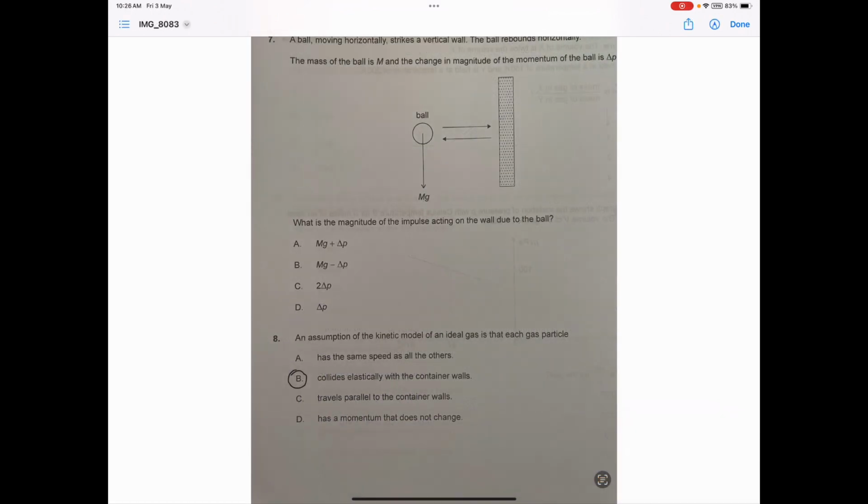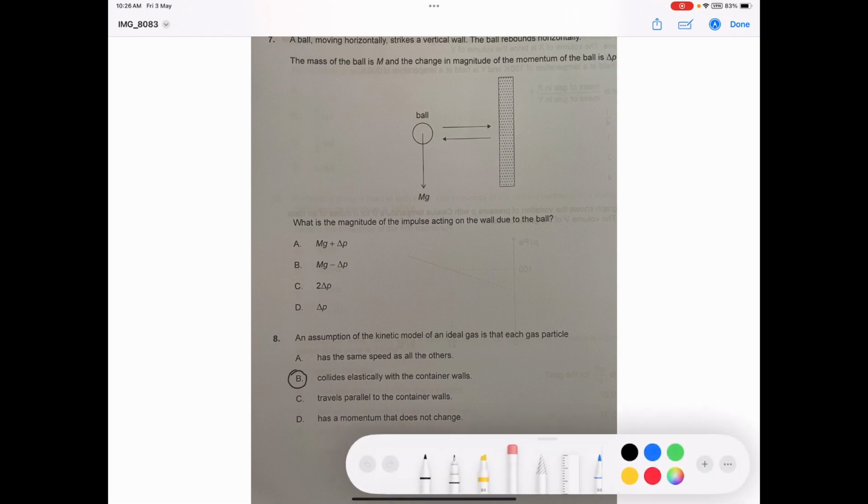Okay, number 7. A ball moving horizontally strikes a vertical wall. The ball rebounds horizontally. The mass of the ball is m, and the change in magnitude of the momentum of the ball is delta p. So what's the magnitude of the impulse acting on the wall due to the ball? Well, we know by definition that impulse is equal to change in momentum. So the answer must be D, delta p.